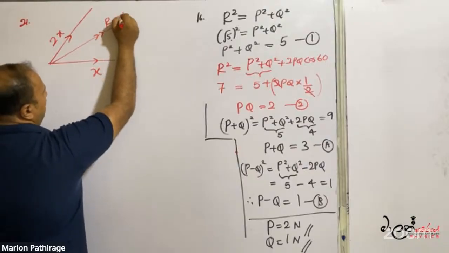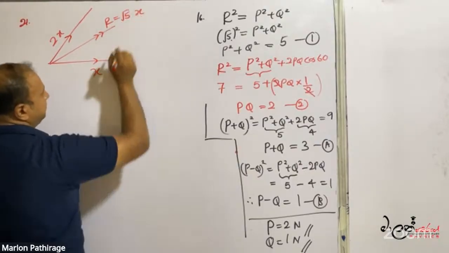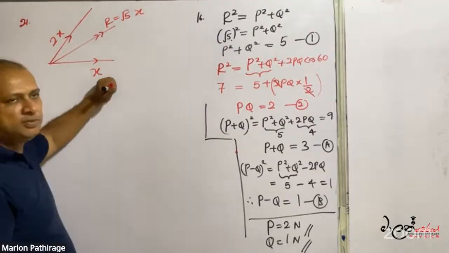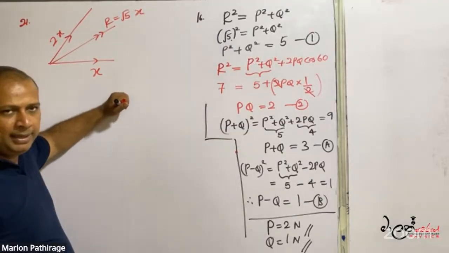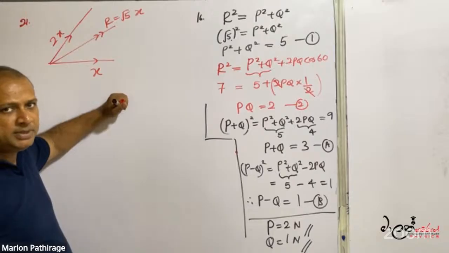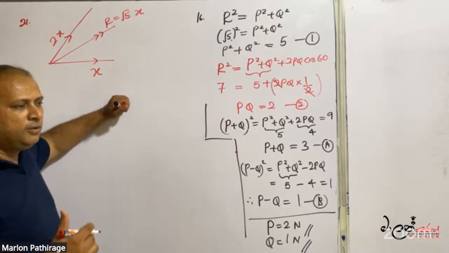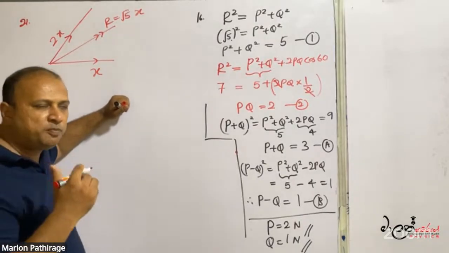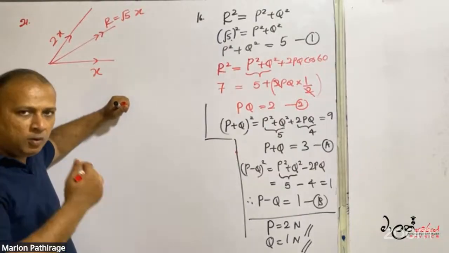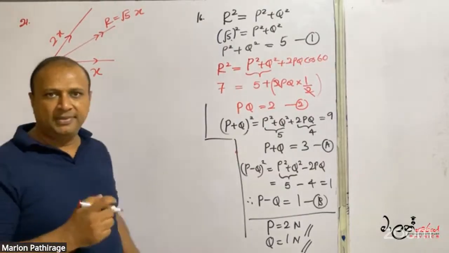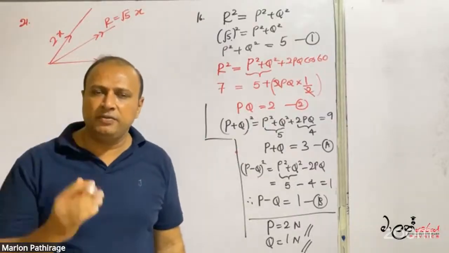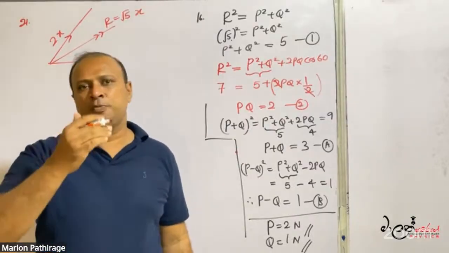R is equal to root 5 times x. Root 5 times the smaller force. Therefore, it should be root 5 times x. Okay. So all the forces are given with respect to the smaller force. You have to understand that. In this question, all the forces are given with respect to the smaller force.